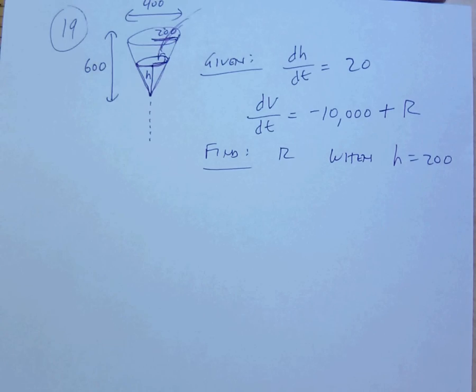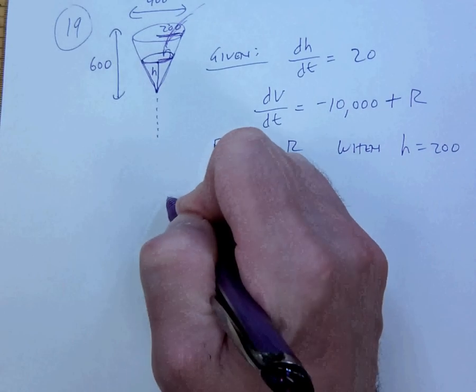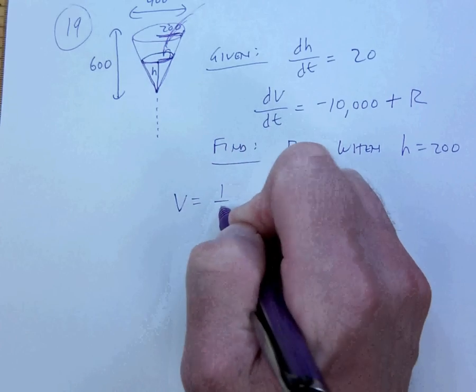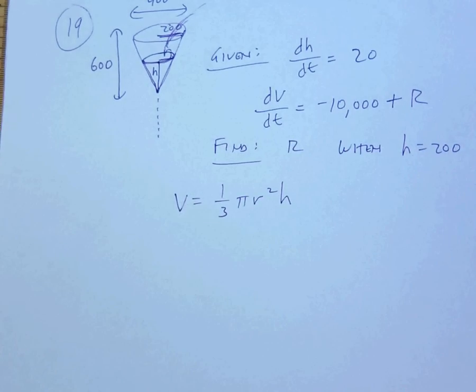What's the only equation we could possibly come up with for the volume of a cone? What is it? 1/3 pi r squared h. And if you ever forget any formulas, I believe they're all in the front cover of your book. Okay? All right, now let's start talking about what we're going to do before we actually do it.